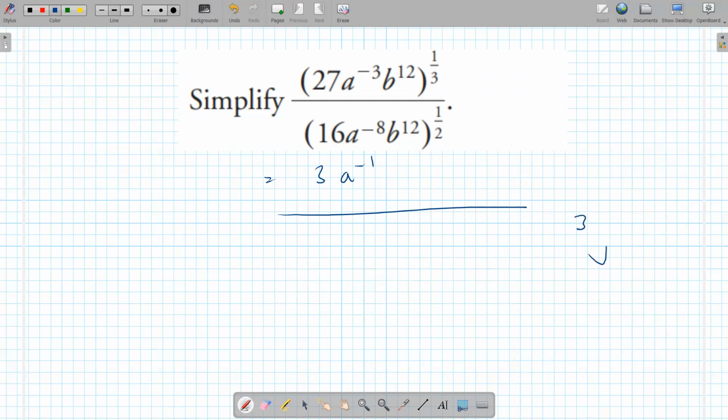So cube root of b to the power of 12. Remember this, the index always goes in the denominator. So if you want to rewrite this in exponential form, you get b to the power of 4, right, so you'll get something like this. What about on the bottom? You square root everything. Right, so 16 is 4, square root of a, -8.